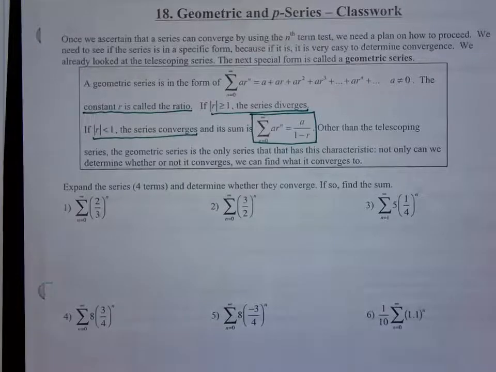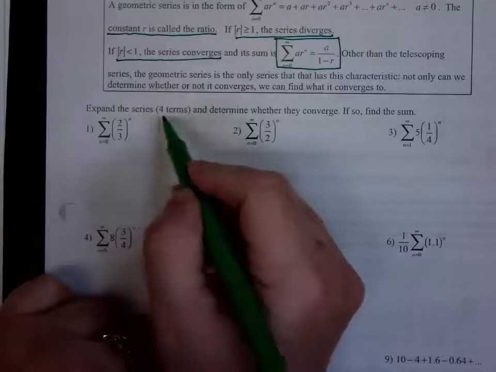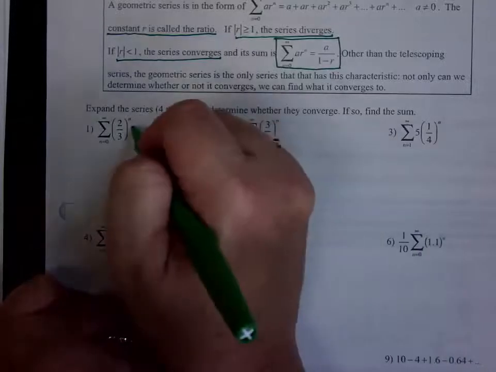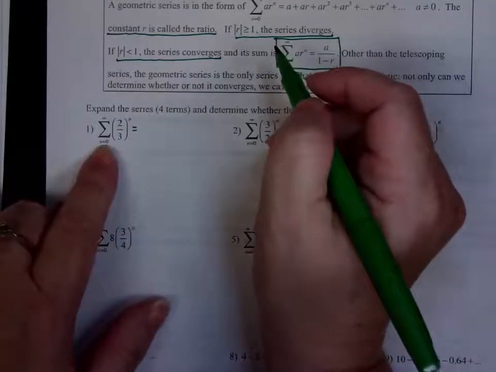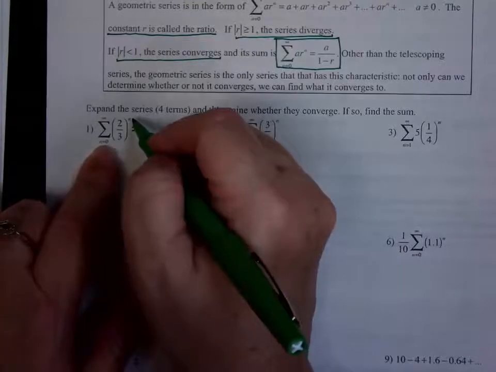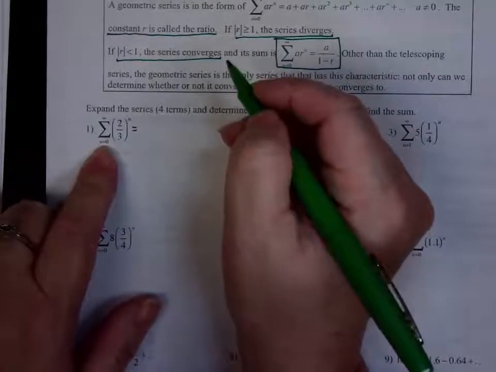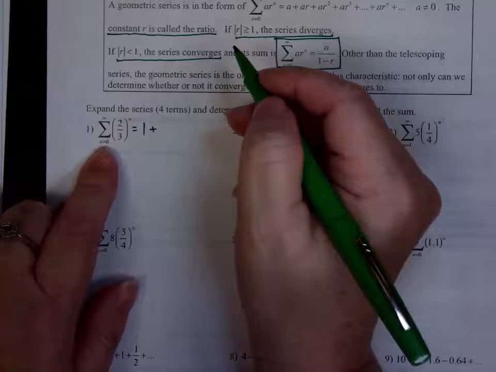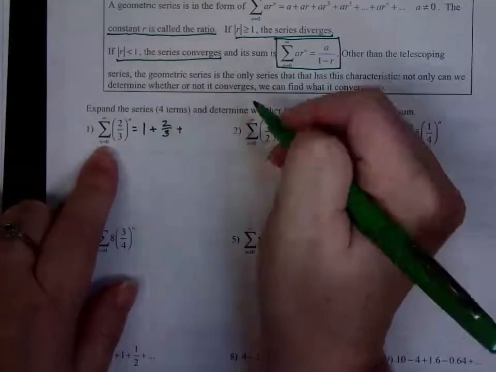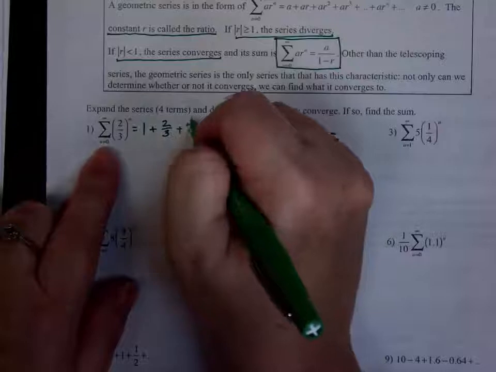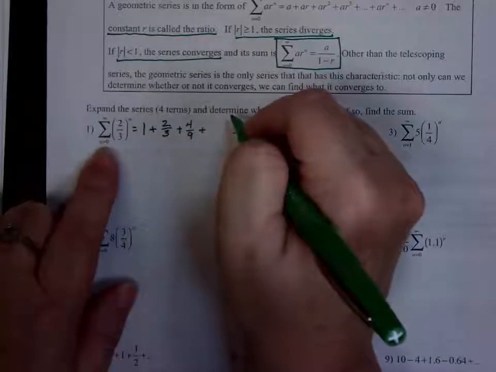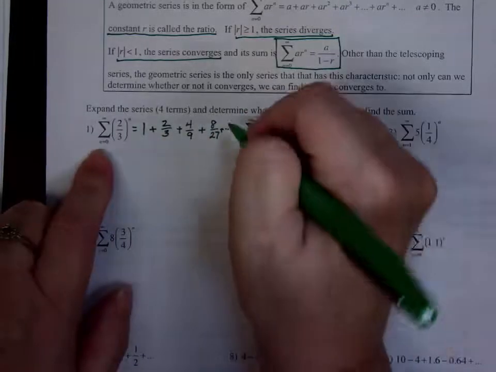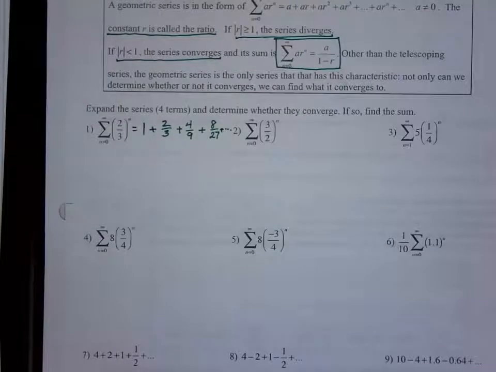So let's take a look at number 1. It says expand the series out 4 terms and then determine whether it converges. If it does, find the sum. So let's work this out. Notice this starts with n equals 0. So if you plug a 0 in for n, what is that going to be? 1. Plus, now plug a 1 in for n. What are you going to get? 2/3 plus 4/9 plus 2 to the third, 8 over 27 plus... It goes on forever. But those are the first 4 terms.